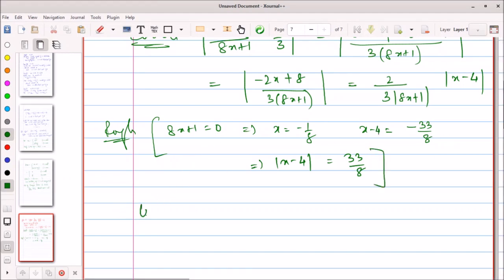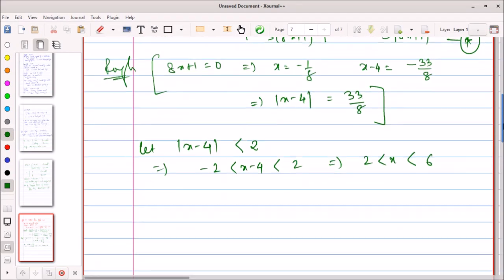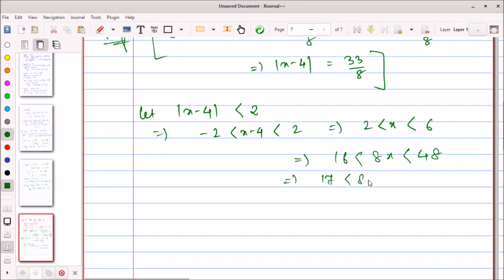So let |x - 4| be less than 2. This is the bound we are taking. Then this implies -2 < x - 4 < 2, and this implies 2 < x < 6. So this is our star. Now I will multiply both sides by 8, and if I add 1, I will get 8x + 1 less than 49.